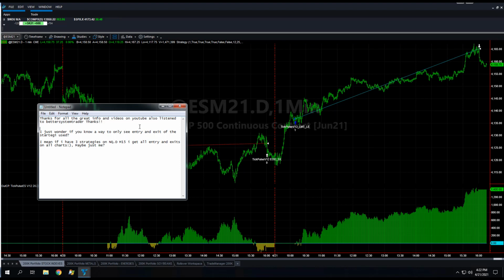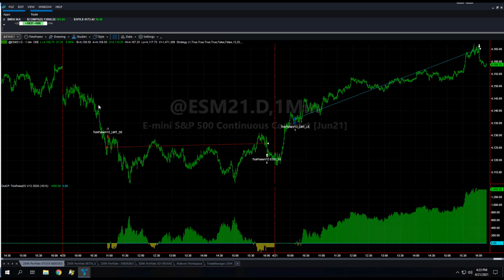I just wonder if you know a way to only see entry and exit of these strategies used. I mean, if I have 3 strategies on NQ.D, I get all entries and exits on all charts. Maybe just me. Good question. That is the case for sure.